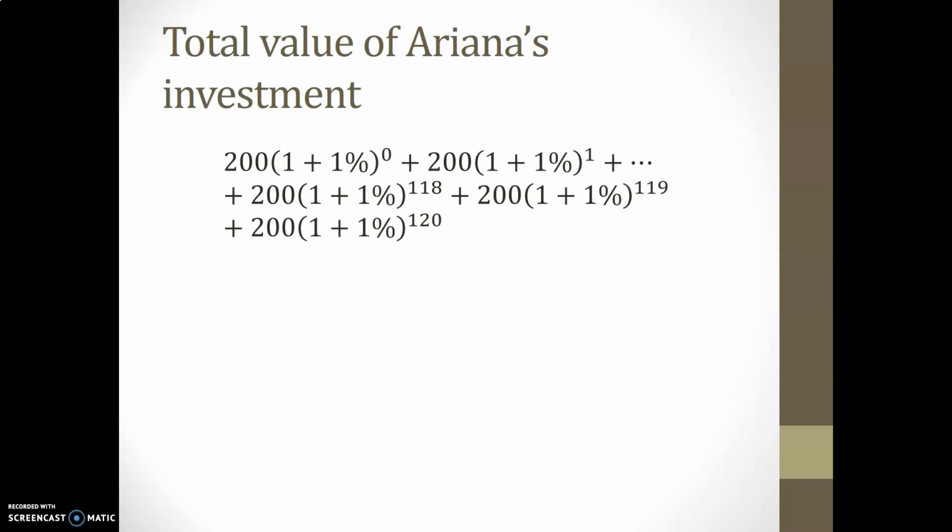So here we go. Here is the sum of the amounts that Ariana deposited. Perhaps you'll recognize that this is a geometric series where 200 is a constant term that appears in every one of the amounts that have been added. 1 plus 1% is a constant ratio being used throughout the series, and the exponents k go from 0 to 120. So we can express the total value of these deposits as a geometric series.